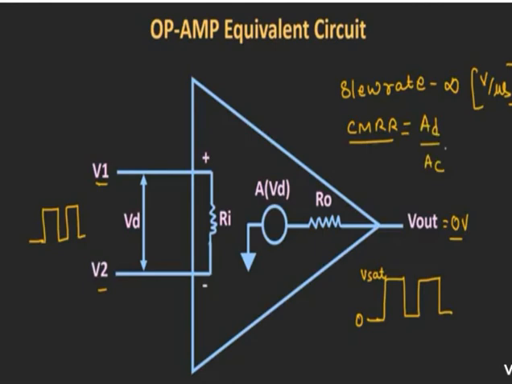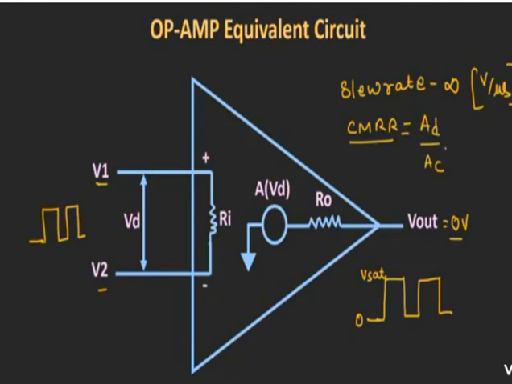Then there is another characteristic known as common mode rejection ratio. Let us understand what this common mode rejection ratio is. So let us say we are applying the same input voltage, then the difference between them is 0, and at the output we should get 0 volts. Likewise, when we are applying different input voltages to V1 and V2, then at the output the difference between the two voltages will get amplified by a certain amplifier gain.